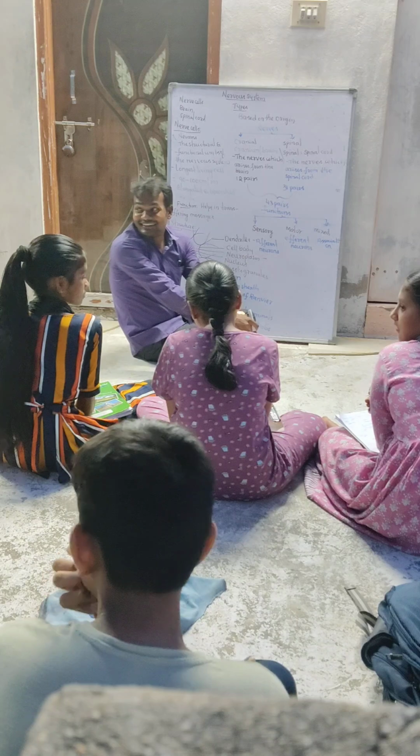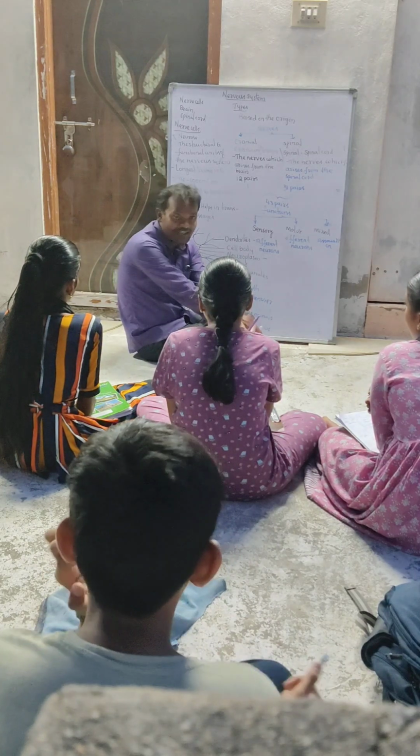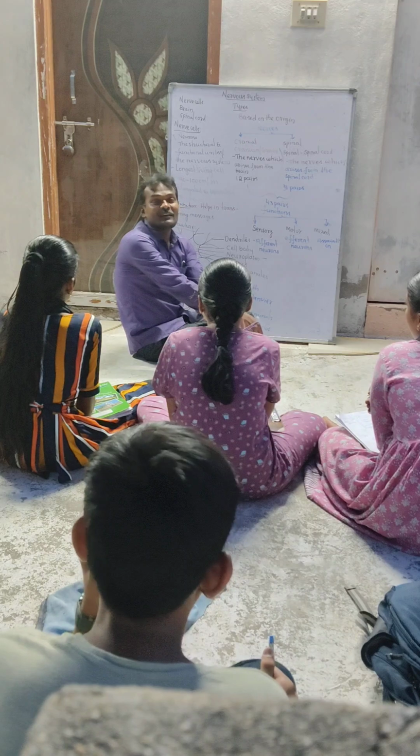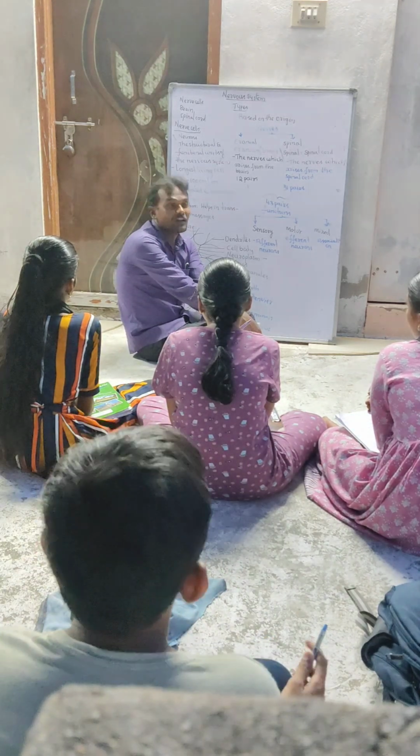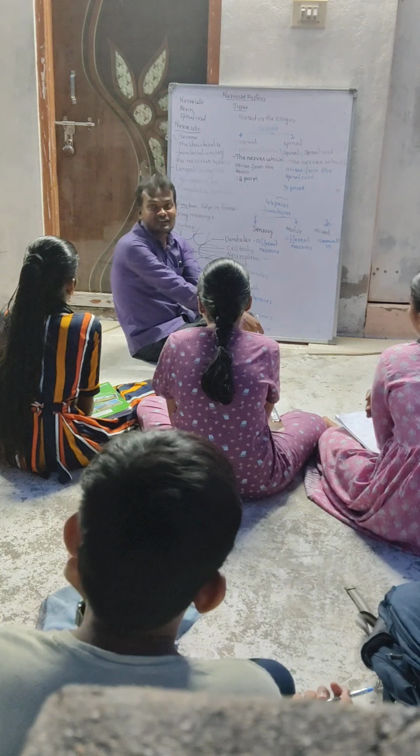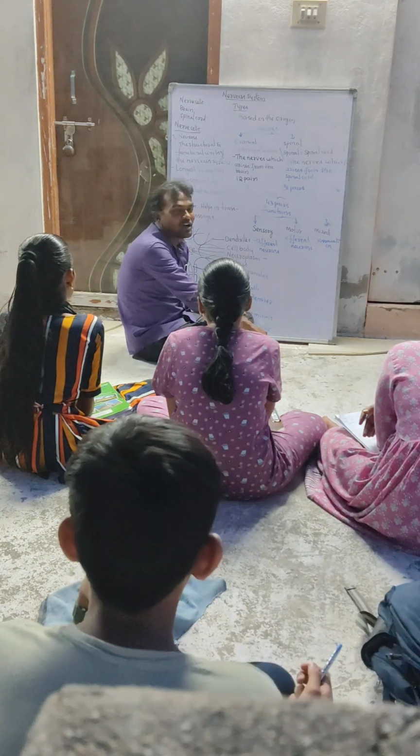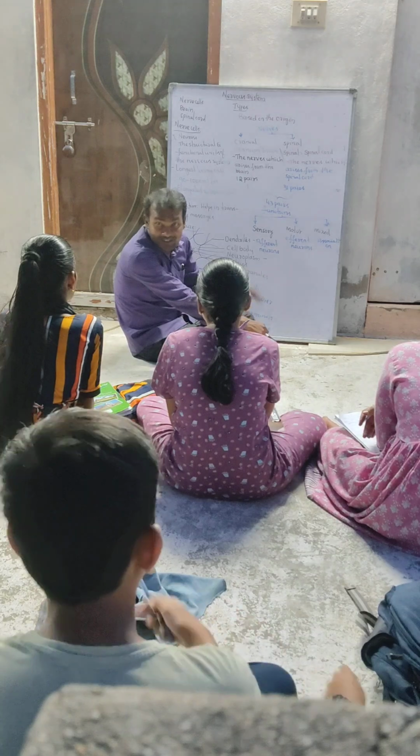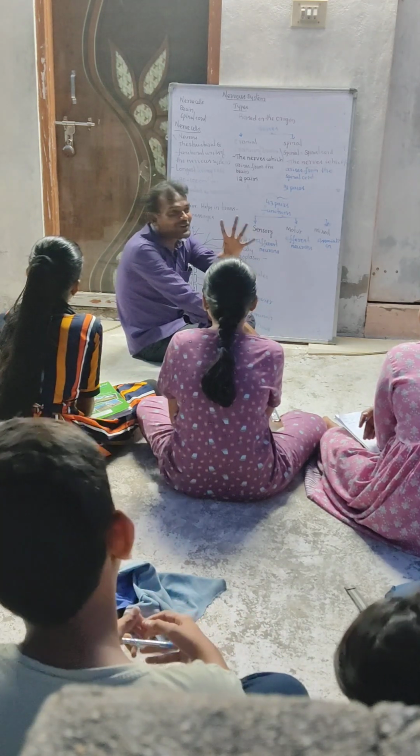There are 5 different sense organs present, namely the eyes, the ears, the nose, the tongue, the skin. How many bhutas are there in nature? 5. There are 5 Panchabhutas.